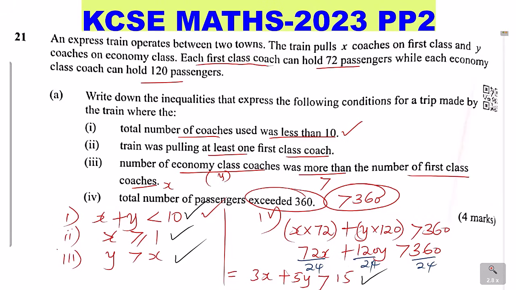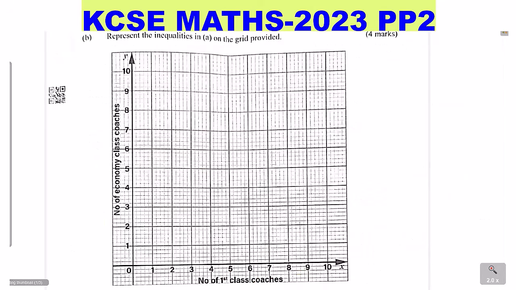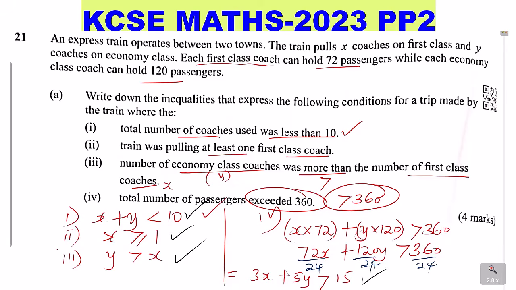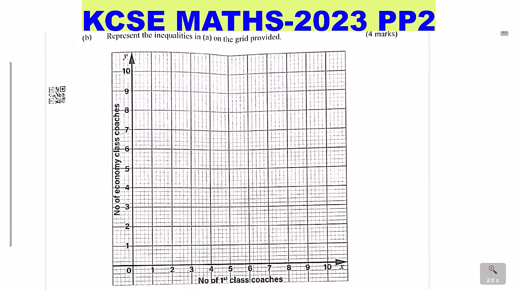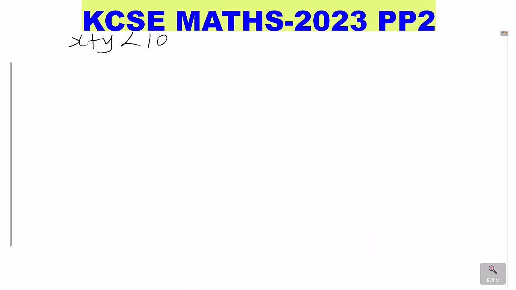So after doing that, we proceed to the next part of the question. B, represent the inequalities in A on the grid provided. Now we represent these inequalities on that grid. So we have 4 inequalities, so we are supposed to draw 4 lines. So go to the first one, x plus y is less than 10. So x plus y is less than 10.